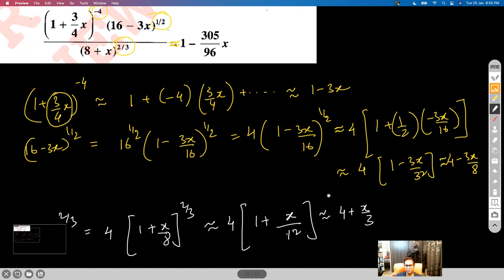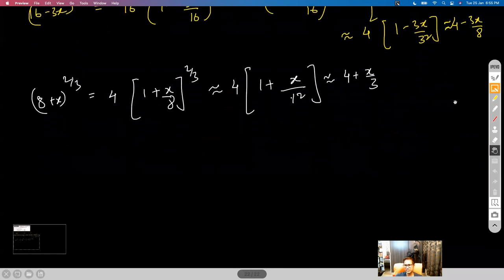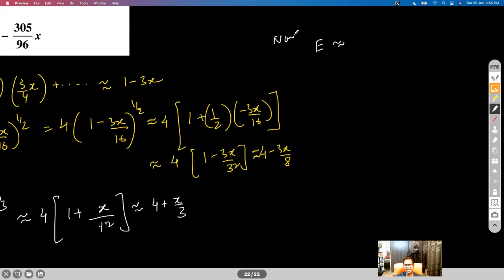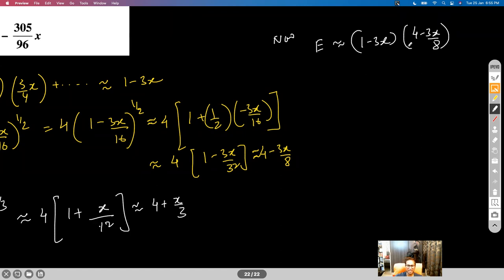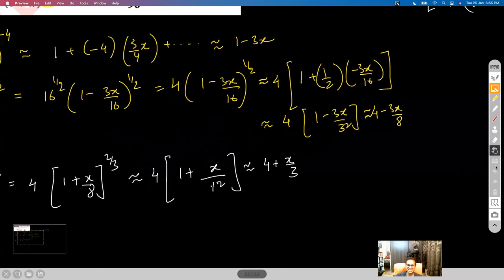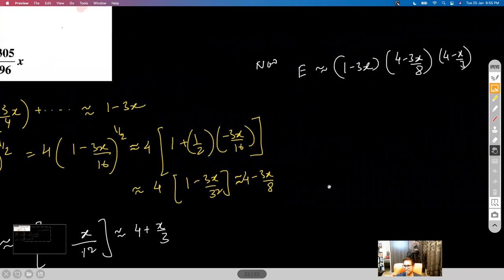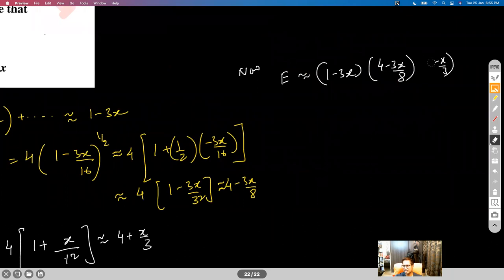Now, let's put it in the given expression. So then the top two terms will be multiplied. So our given expression would be approximated as 1 minus 3x, 4 minus 3x by 8. And when you're taking it to the numerator, it just becomes 4 minus x by 3. Why does it become 4 minus x by 3? Let me just do it over here first. Then I'll write down the result, not directly.